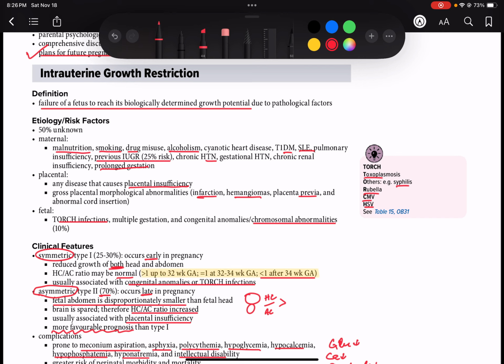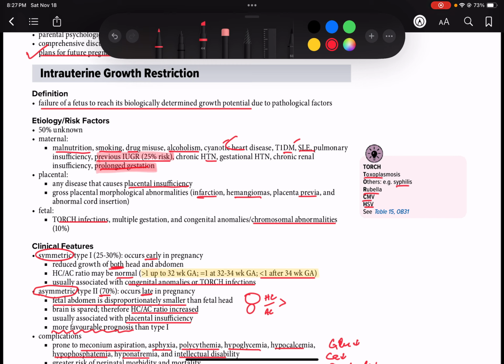Smoking, alcohol, stress, drugs. That's the lifestyle, the modifiable factors. If they're there, it might cause growth restriction. Then maternal illnesses like heart disease, diabetes, SLE, pulmonary insufficiency. Previous IUGR, 25% risk. So if previous babies were restricted in their growth, there might be a 25% risk of it happening again. Chronic hypertension, gestational hypertension, so any kind of chronic illnesses. Prolonged gestation also indicates intrauterine growth restriction, because then there would be progressive placental insufficiency.